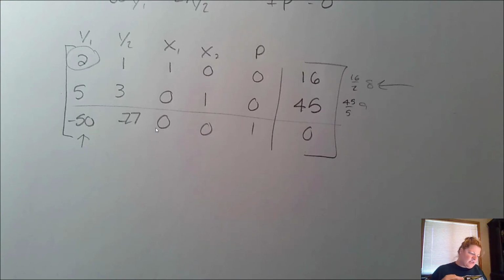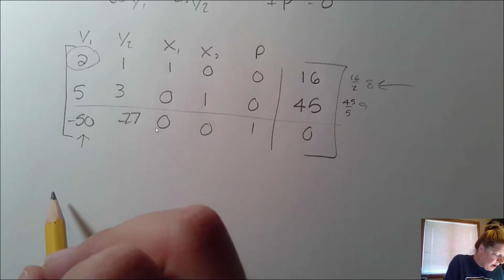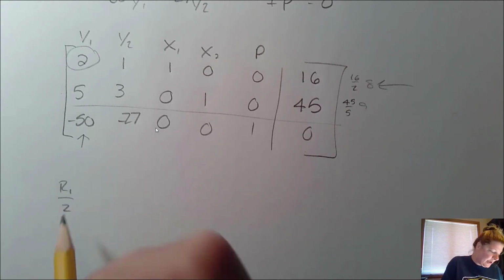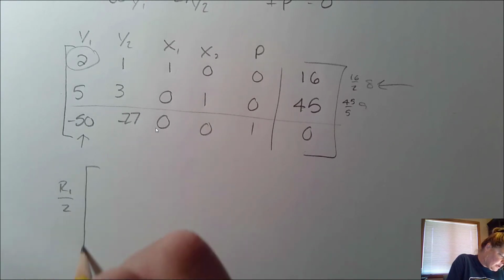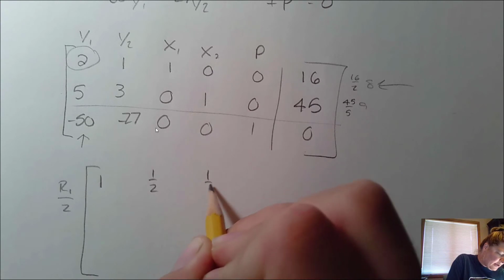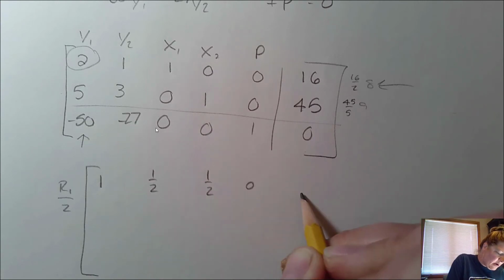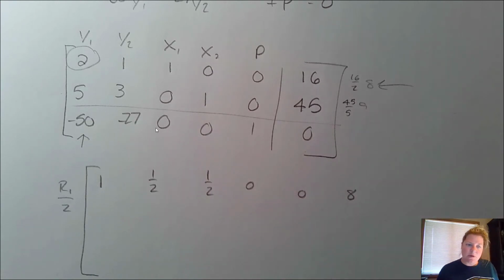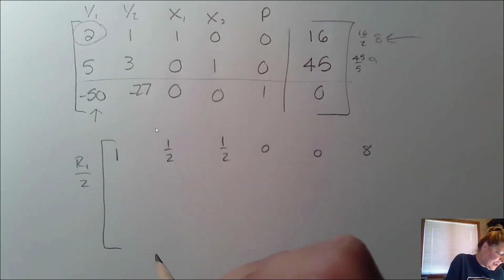And let's go ahead and make that 2 a 1, just like we normally do. We like it to be a 1. So we're going to divide row 1 by 2. Okay, we're going to write that out. So this becomes 1, 1/2, 1/2, 0, 0, 8. Okay, second two rows stay the same.